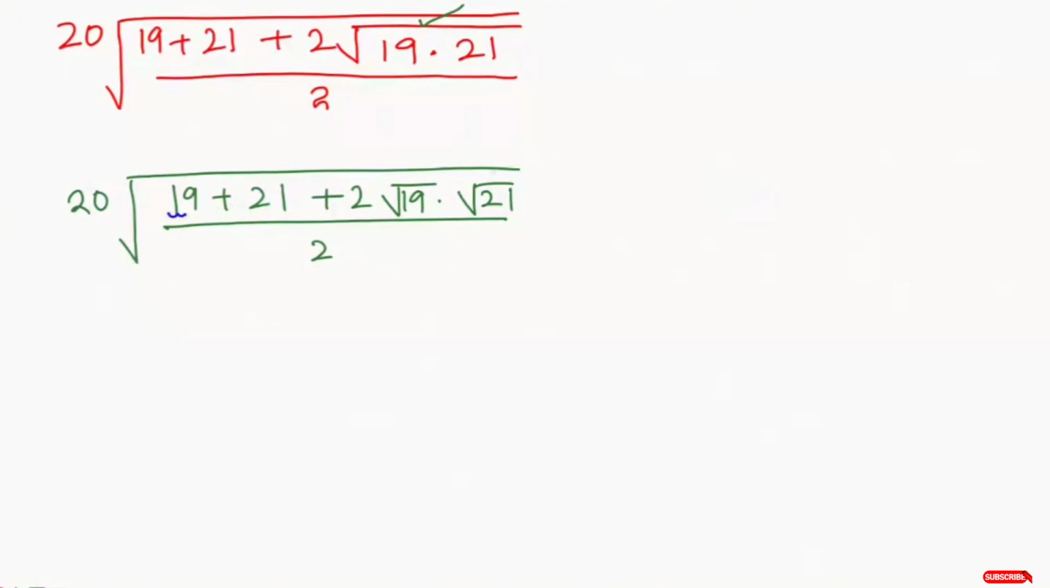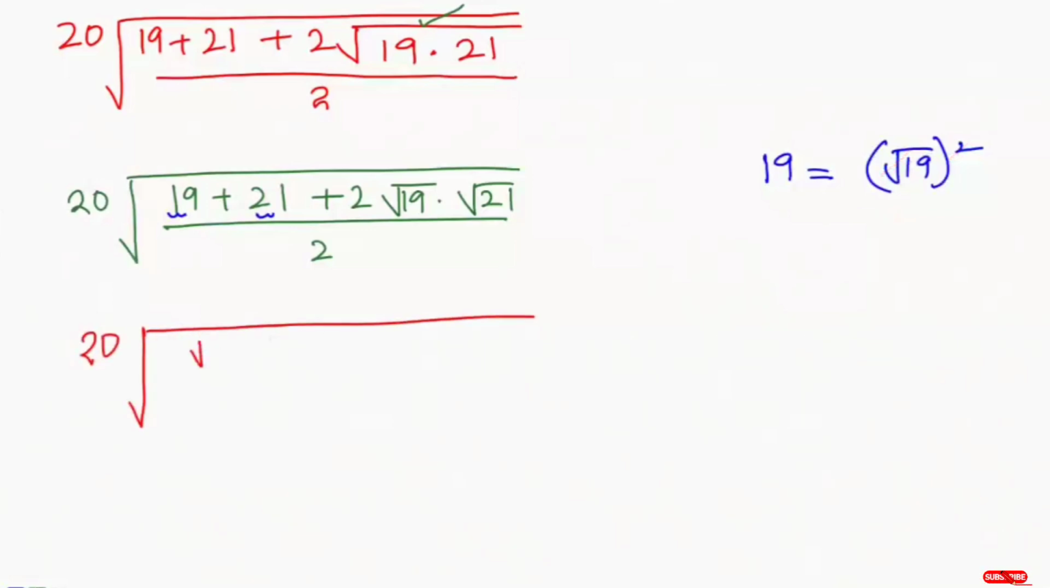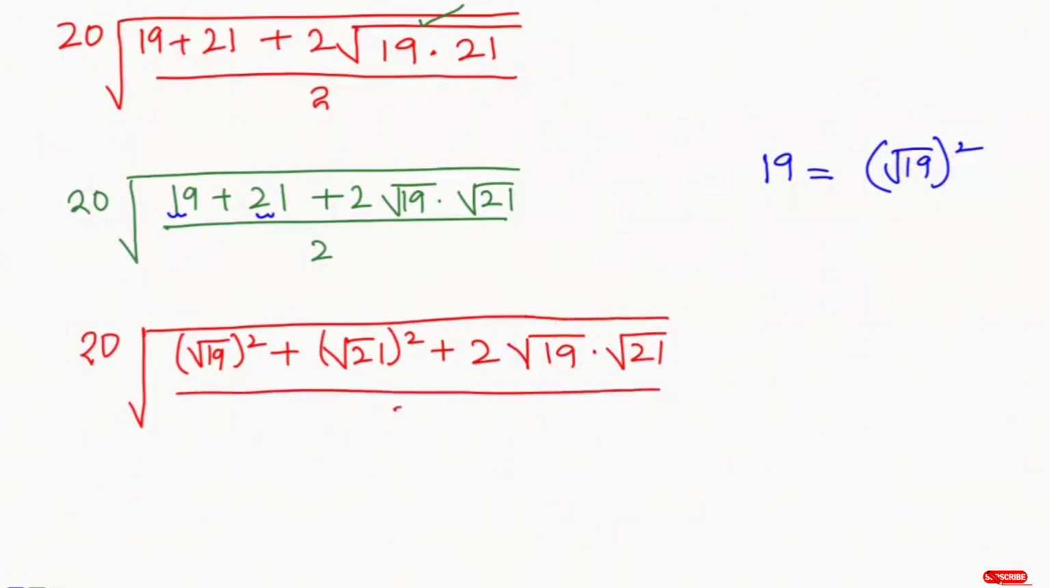Now I'm going to express this 19 and 21 in this form. 19 I'm going to write equal to root of 19 and whole to the power of 2. If I cancel out this square and root, I will get the same value 19. So I'm going to write this 19 in this form: root of 19 to the power of 2 plus root of 21 and whole to the power of 2 plus 2 times 19 times 21, over, and in replacement of 2 I'm going to write root of 2 and whole to the power of 2.